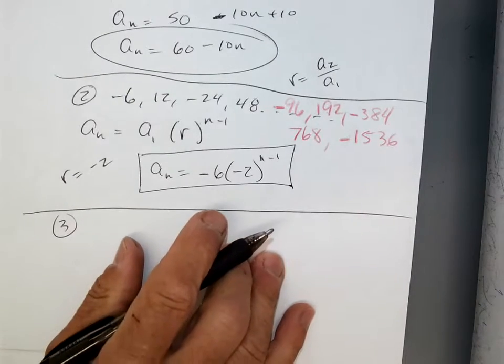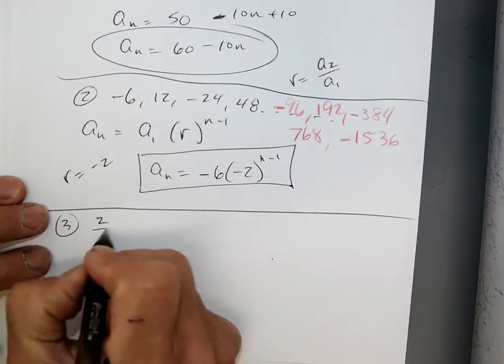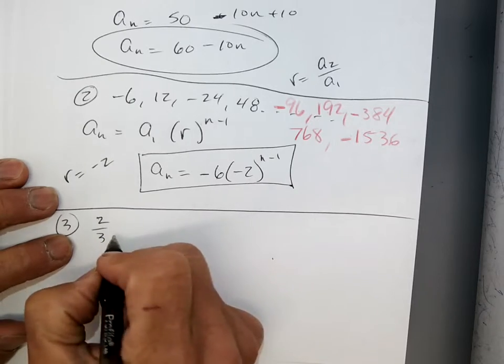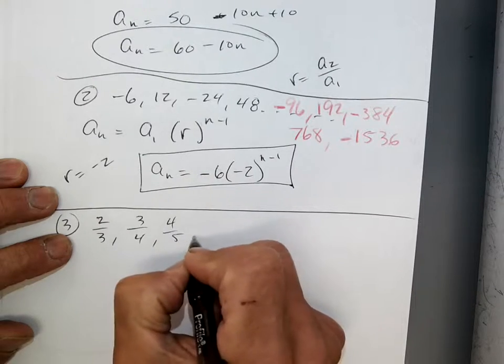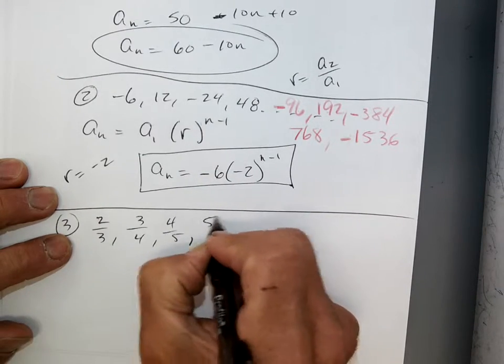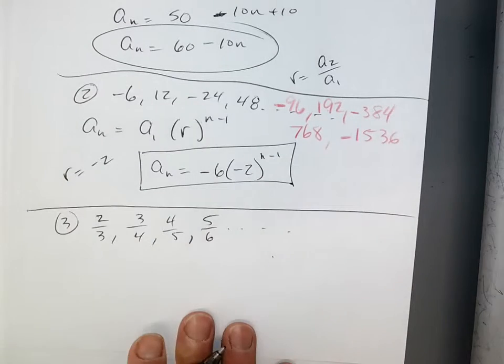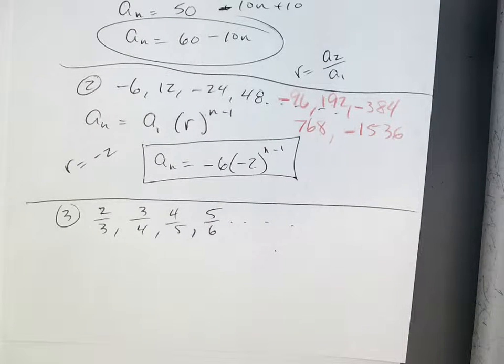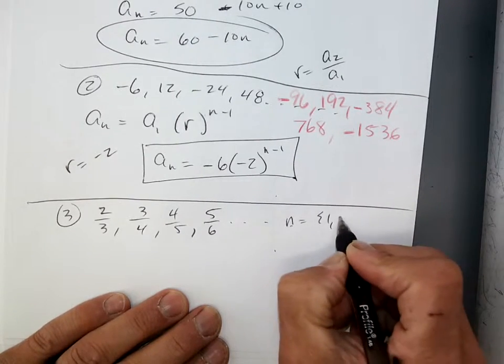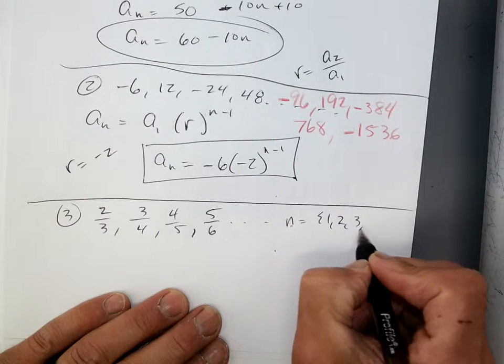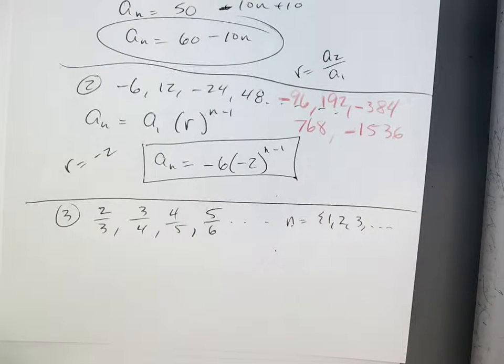All right, number 3. 2/3, 3/4, 4/5, 5/6, ... Okay, here's the bummer. This one is neither, which means you have to use your brain. I gotta use my brain. I can do it. Okay, so what we know is this: n is always 1, 2, 3, ... That's what we plug in, right?